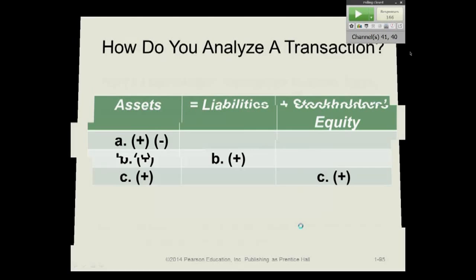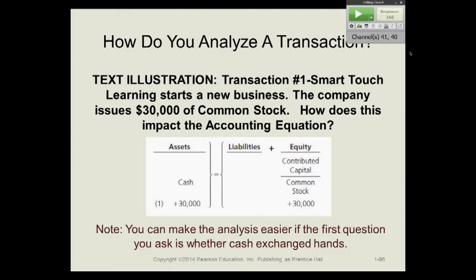Okay, so here's the first one. We have this company, which is in your textbook. I guess they use the same company all the way through. Smart Touch Learning starts a new business. The company issues an initial public offering, an initial offering of stock. By the way, what you have to remember, these are initial offerings of stock.